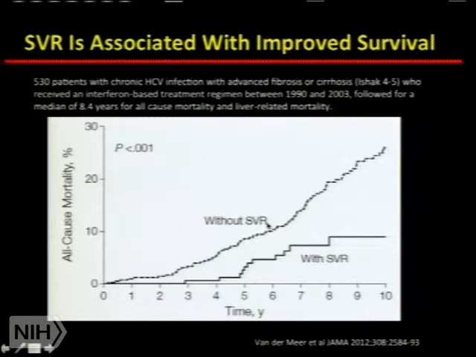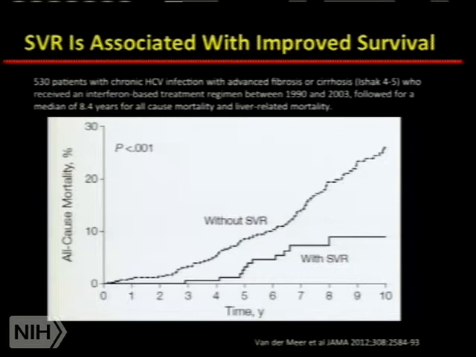But I'd like to point out here that individuals who achieved an SVR were not completely risk-free. About 9% of individuals developed complications of disease over 10 years, so roughly 1% per year. And the major complication that these individuals developed was liver cancer. So even individuals who clear virus but have cirrhosis need to continue to be monitored for the development of cancer. So let me turn now to therapy.